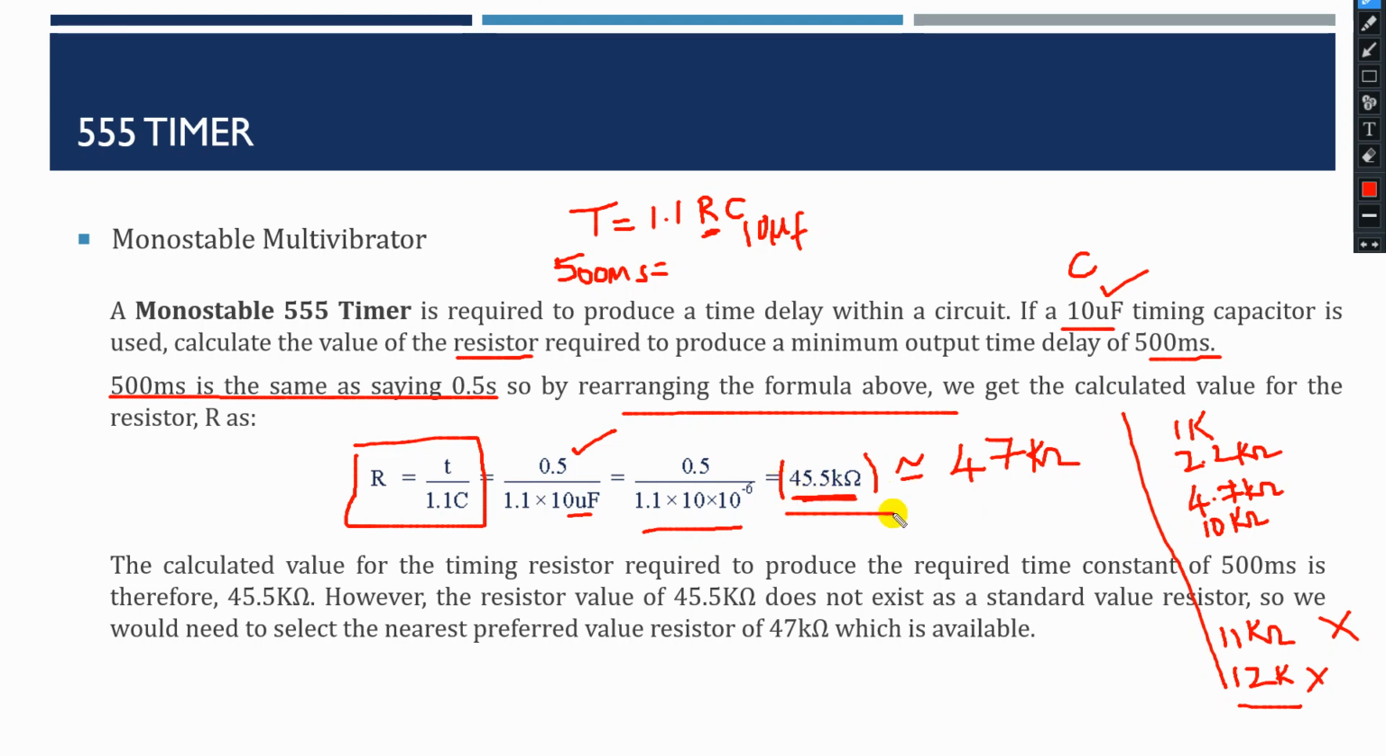So according to this circuit, 45.5 kilo ohm is not available in the market, so we are choosing 47 kilo ohm, which is approximate. Your output time will vary from your calculations. So instead of 500 milliseconds, it will be a little bit greater, around 517 milliseconds. So that is your monostable, how your output time can be calculated, how R can be calculated, how C can be calculated. Hope you have understood this concept.